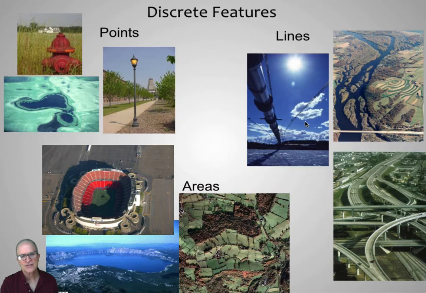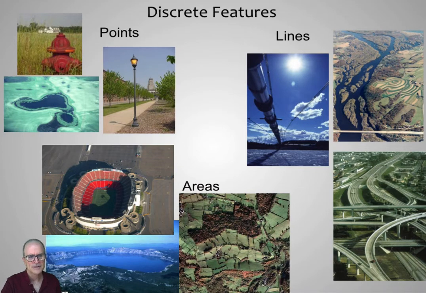Lines are linear features, a set of connected points. And again, we're saying we don't care about the width of it. All we care about is where that line runs. In areas, we're saying, well, now the size, the shape, the dimension has import. So we have a set of connected points or lines around the perimeter that define this area.